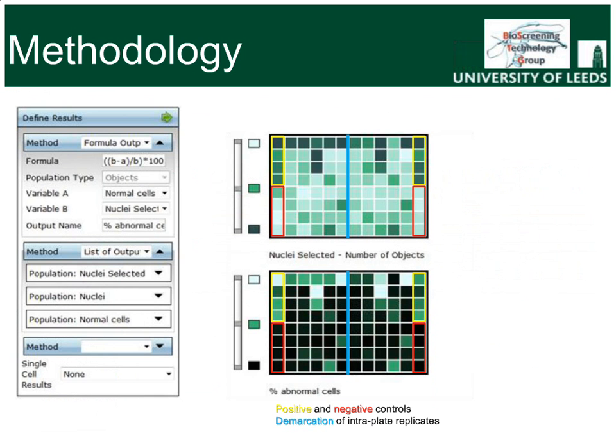The outputs generated from this analysis protocol are cell number per well and the percentage of abnormal cells per well, as shown by the heat maps on the right of this slide. The positive and negative controls, highlighted by yellow and red box respectively, can be easily distinguished from one another in terms of both cell number and percentage abnormal cells, positive controls being doxorubicin and 2 concentrations of Taxol. The 2 intraplate replicates are delineated by the blue line.